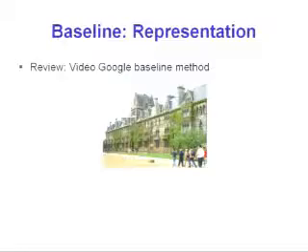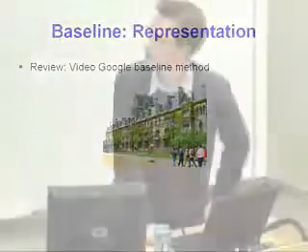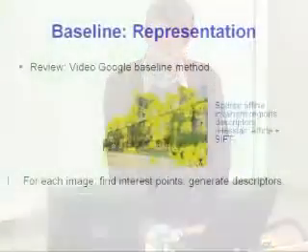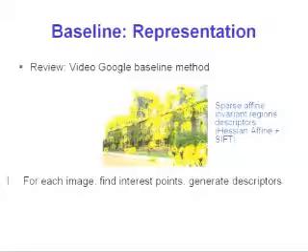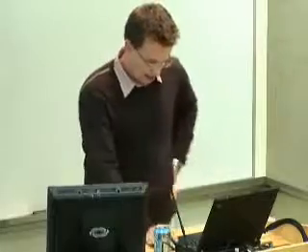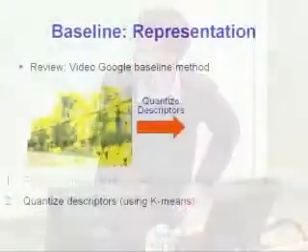So I'm just going to review the Video Google baseline method, which we're going to build upon. So we start with every image in our dataset, and we're going to find sparse, affine-invariant regions. So these are going to be Hessian-affine interest points. They're elliptical regions in the image, which are supposed to be somewhat invariant to viewpoint. And we're going to take SIFT descriptors. So for each image, we find the interest points and we generate SIFT descriptors.